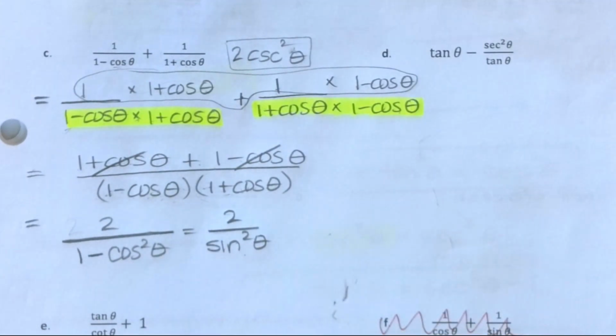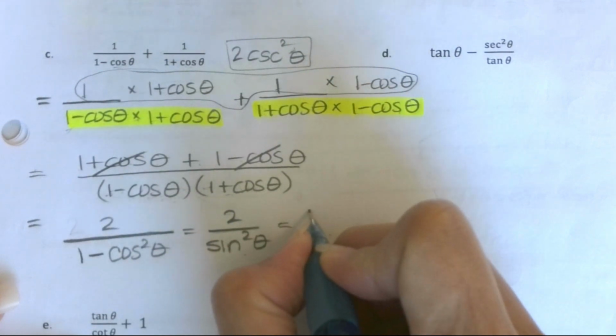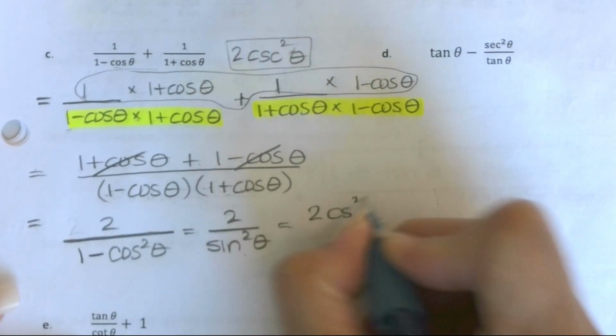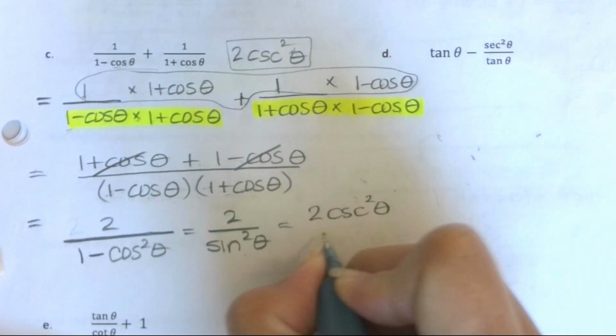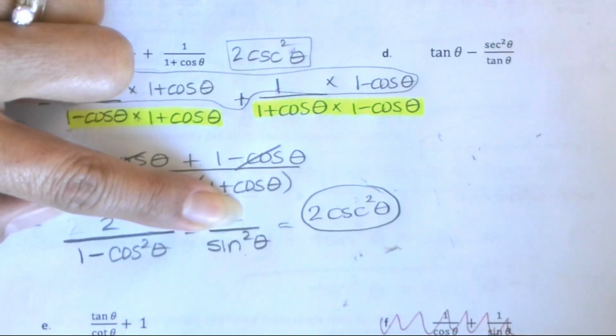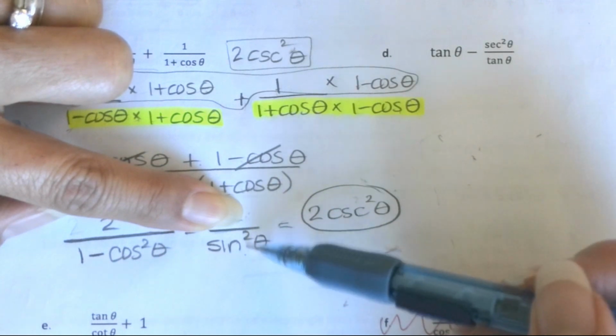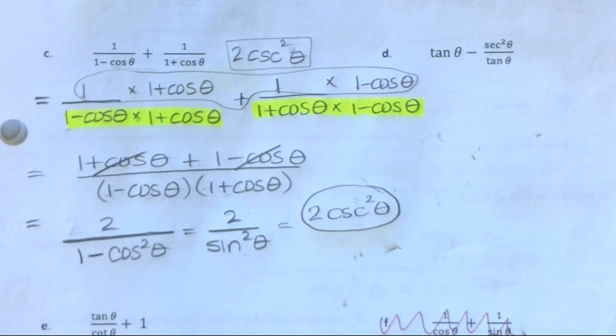Now we know something over sine is what? 1 over sine is what? Cosecant. Good. So 2 over sine squared theta is the final answer, 2 cosecant squared theta, and you're done. Because if you hide the 2, that's like saying 1 over sine squared, right? So 1 over sine squared is cosecant squared, and then you just bring the 2 over. Y'all see it?